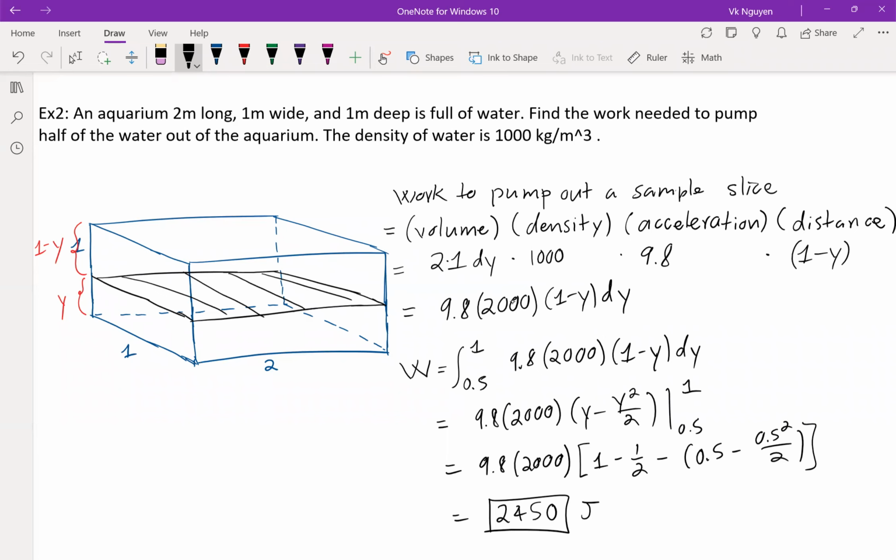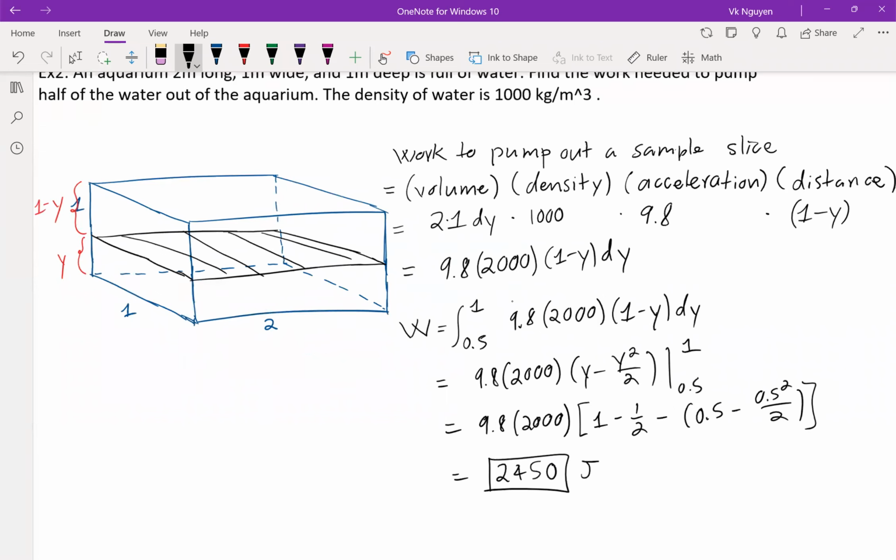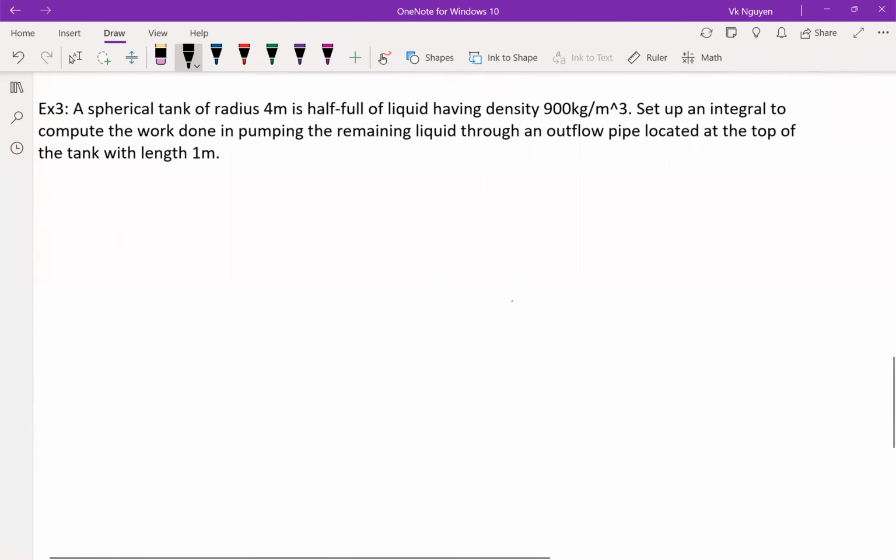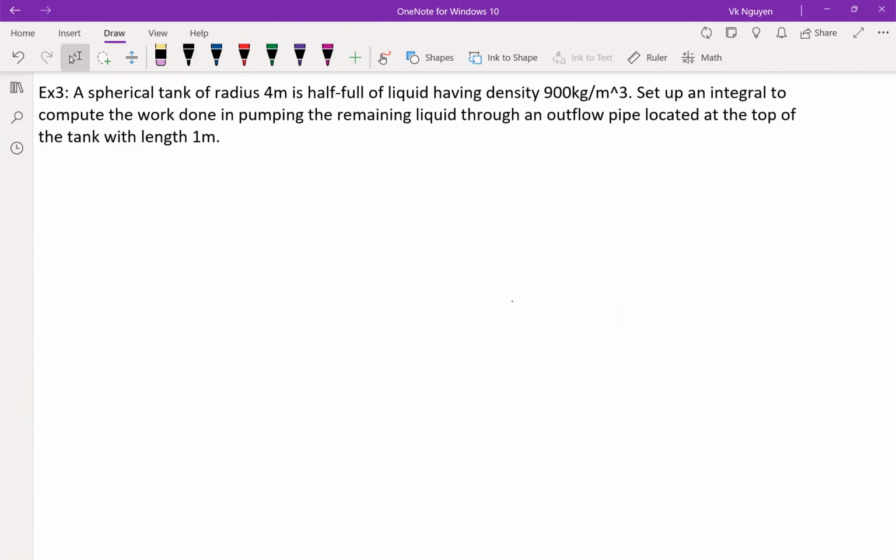Okay. Let's take a look at another one. In exercise number 3, a spherical tank of radius 4 meters is half full of liquid having density 900 kilograms per cubic meter. Set up an integral to compute the work done in pumping out the remaining liquid through an outflow pipe located at the top of the tank with length 1 meter.